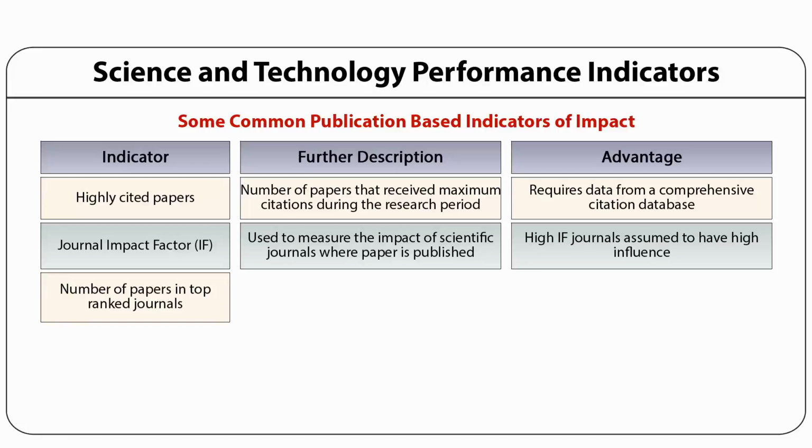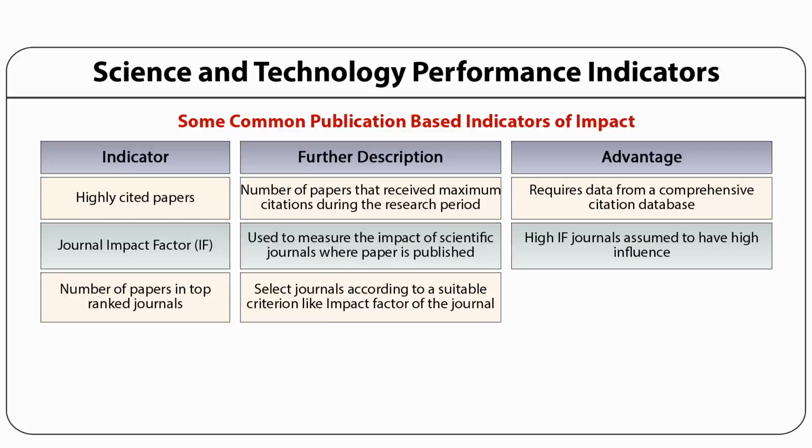Number of papers in top ranked journals helps to select journals according to a suitable criterion like impact factor of the journal. It does reflect the potential impact of a paper, however, it does not take the size of the analyzed time duration into account.